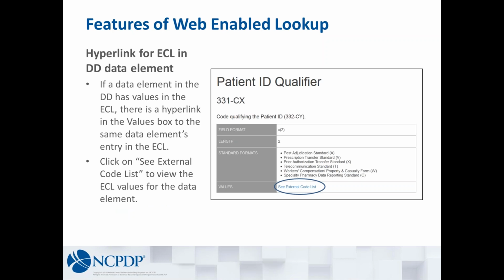Within the data dictionary data element, if the data element has a list of code values that appear in the external code list, there is a hyperlink in the values box. By clicking on that link, which says external code list, it will take you to the same data element in the ECL, so you can quickly look at those values for that data element.